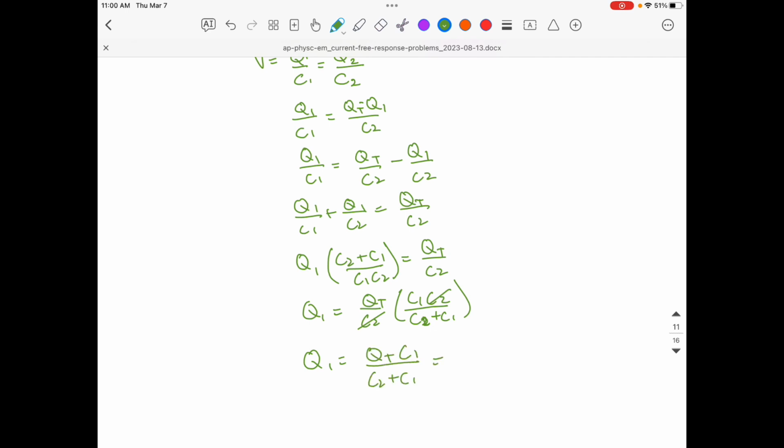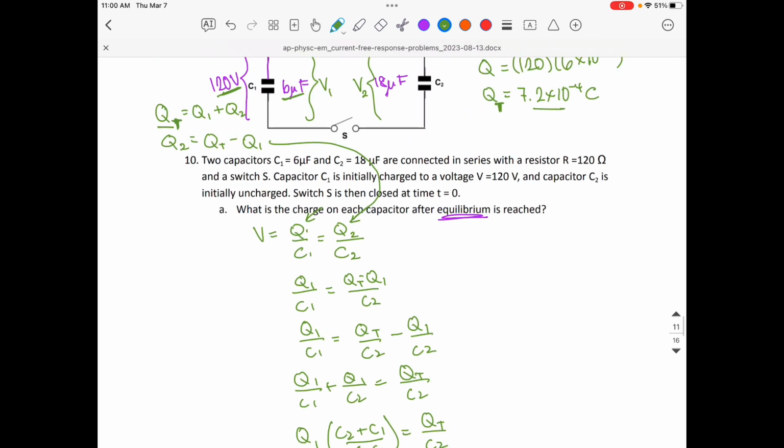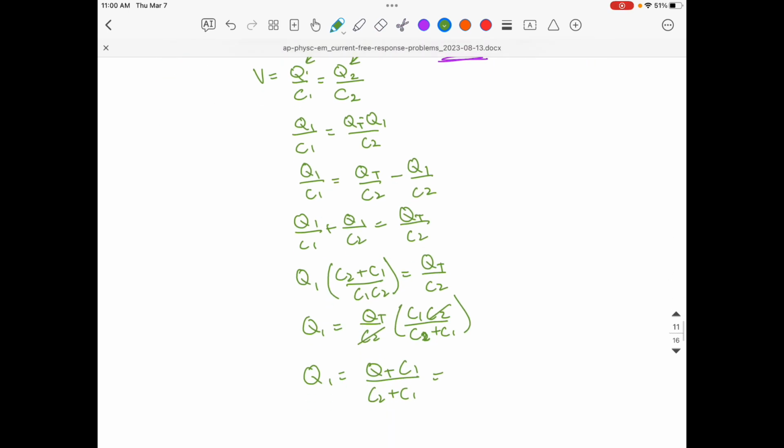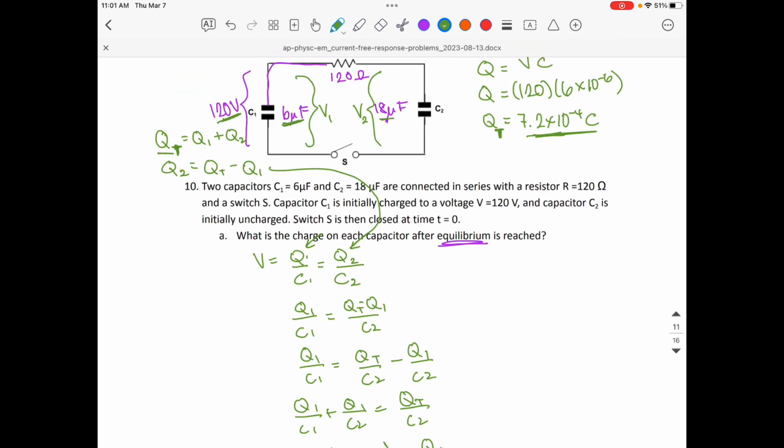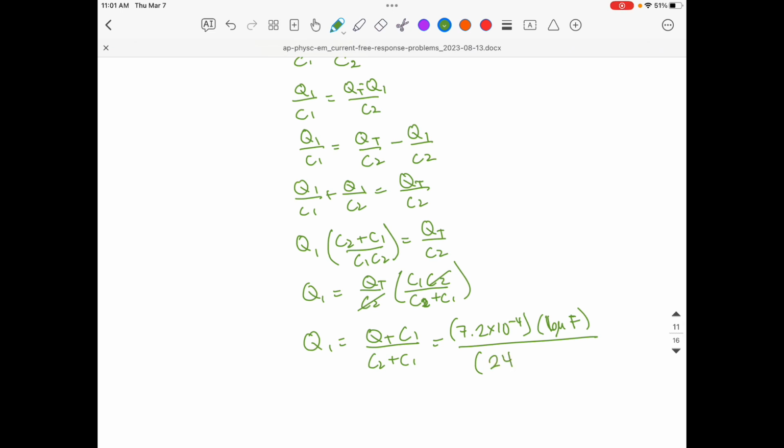Okay, at this point we can plug in our values. Our Q total from up here is 7.2 times 10 to the negative 4. C1 is 6 microfarads. C1 plus C2 is the sum of these, so 6 plus 18 gives me 24 microfarads, and then when you plug that into your calculator, you end up with 1.8 times 10 to the negative 4 coulombs.